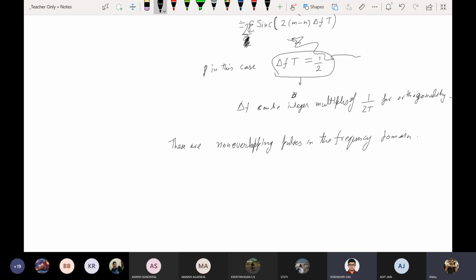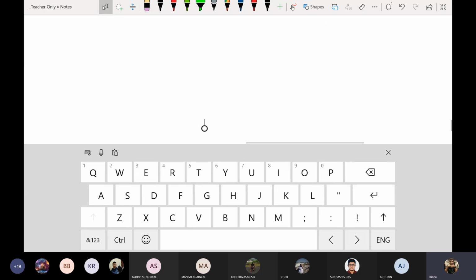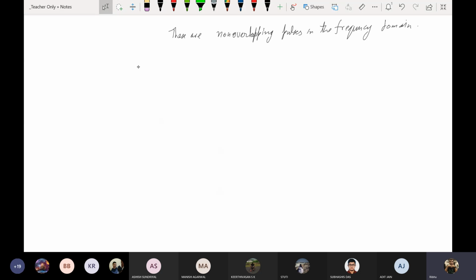Till this point, what we have done is that we have either considered pulses that are non-overlapping in time or non-overlapping in frequency. But there are tricks that we want, or we would also want, that we can have orthogonal signals that overlap in time and frequency. Fine.